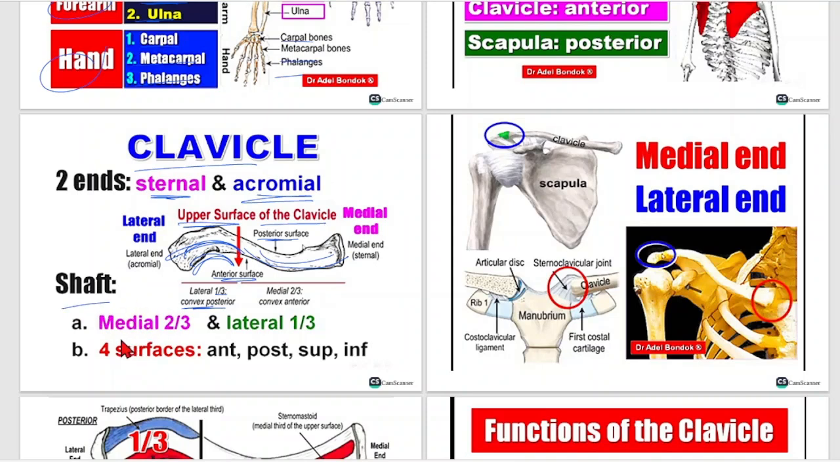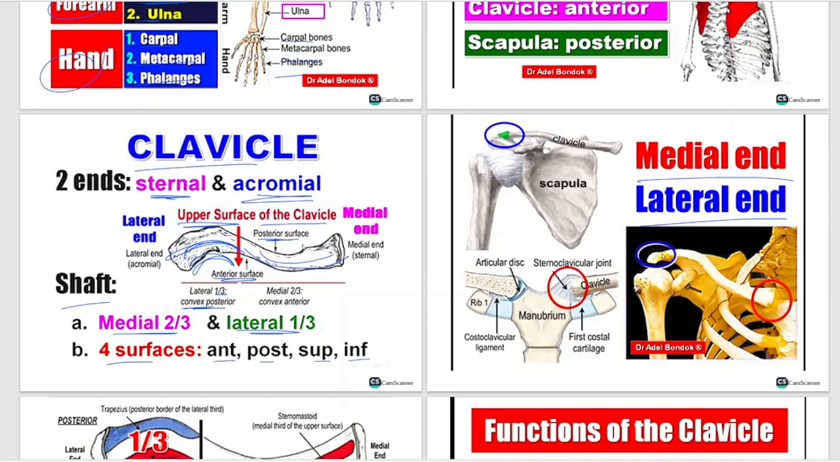Now the shaft is made of the medial two thirds and lateral one third. It has four surfaces: anterior, posterior, superior, inferior. Now there are two ends: one is the medial end, and one is the lateral end, which is the acromial end.